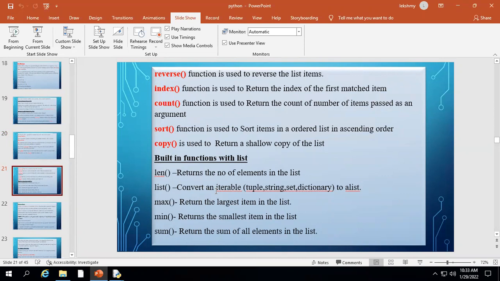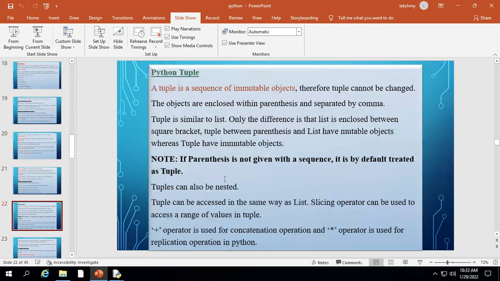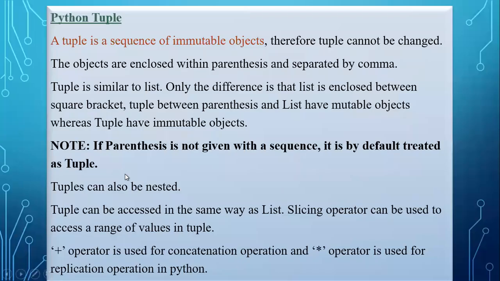Now, similar to list, we have tuple. A tuple is also a sequence of objects only, but the difference is list is a mutable type of object, and tuple is an immutable type of object. We cannot change the value. That is what immutable means. So tuples cannot be modified or changed.